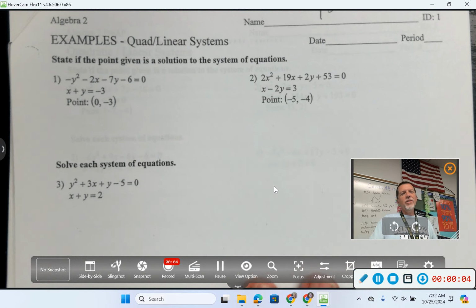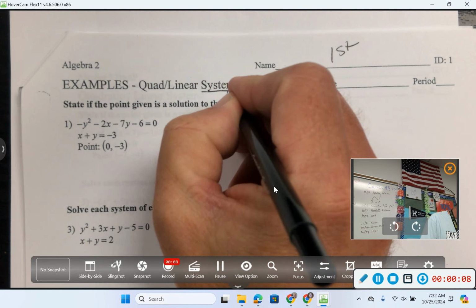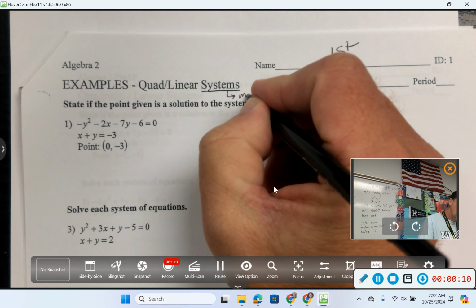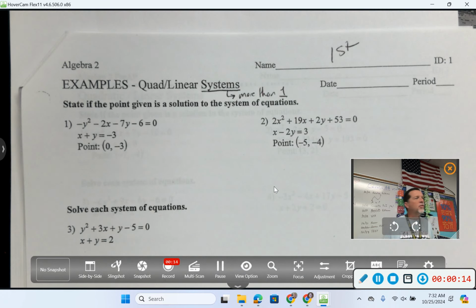All right, quadratic and linear systems. A system is where there's more than one equation. You're looking for where they intersect. Before we get into the details of finding the intersection, let's think big picture for a minute here.